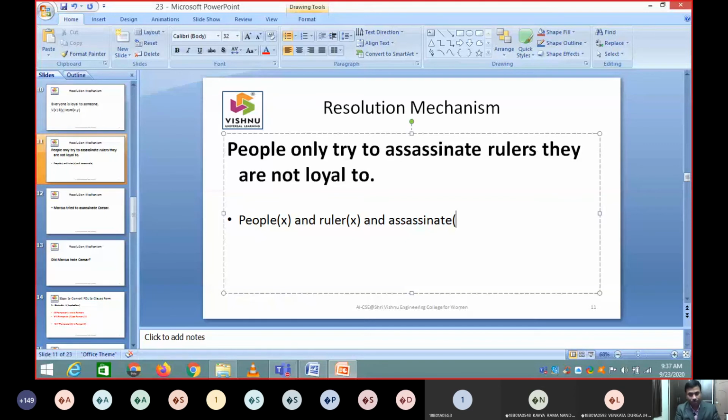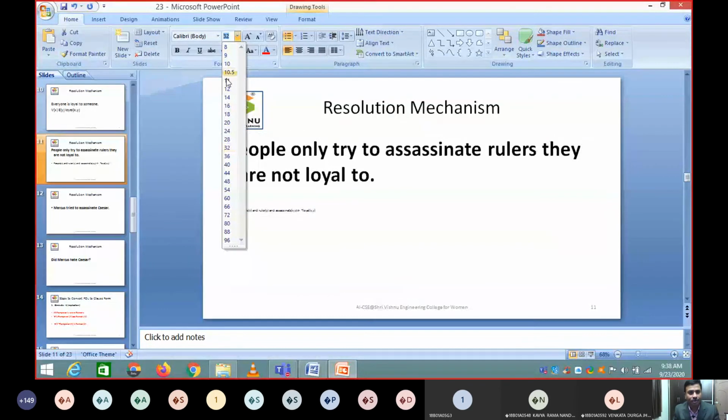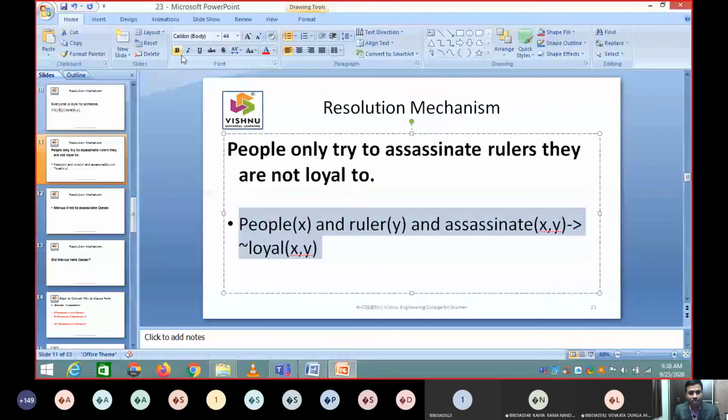So I need loyal of x comma y. This is what we have discussed for the last two classes. That is the reason I am going faster. But this statement is very important. Yesterday we had a discussion whether this loyal has to come this side or that side. It depends upon how you understand the statement.